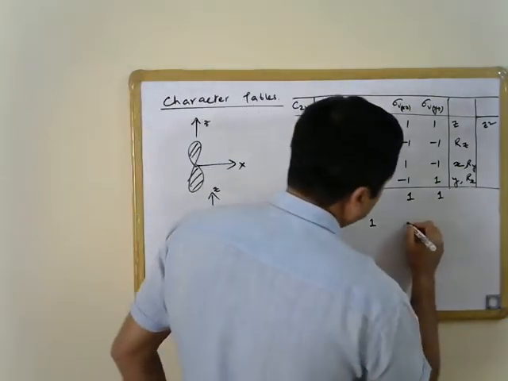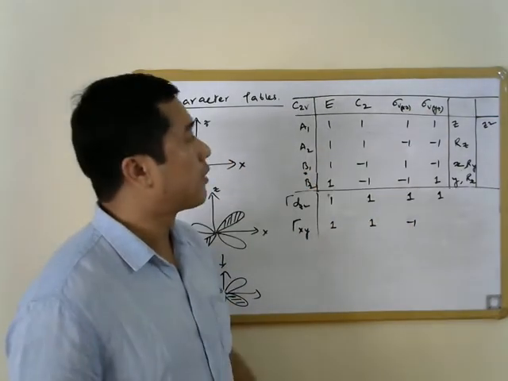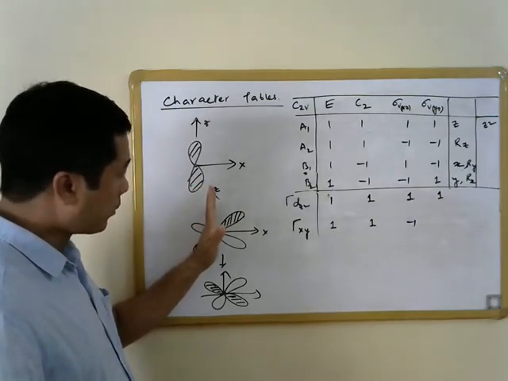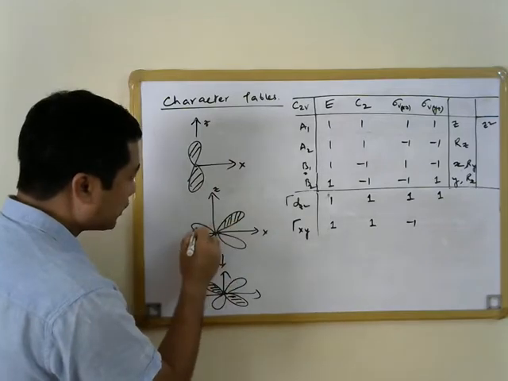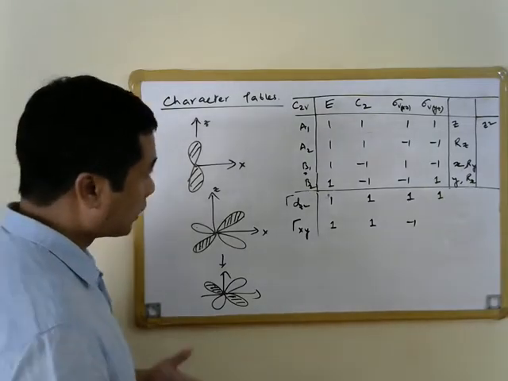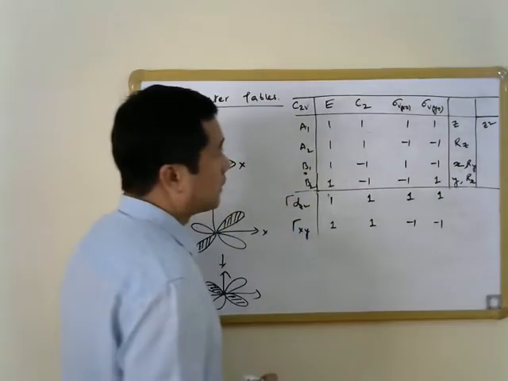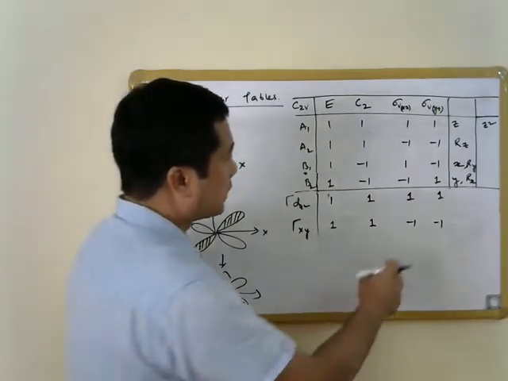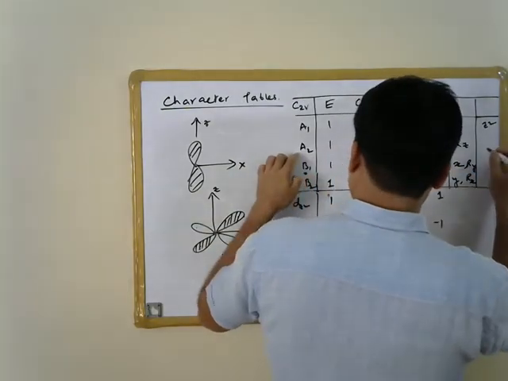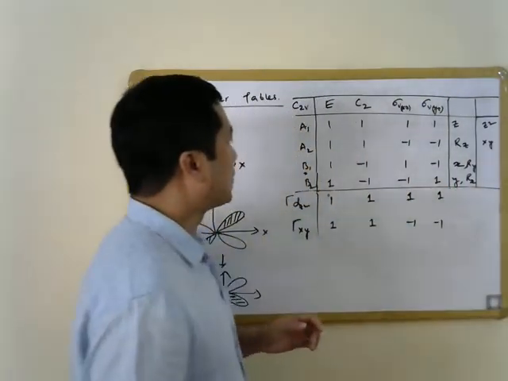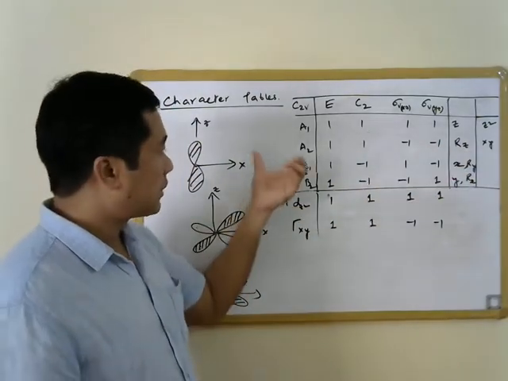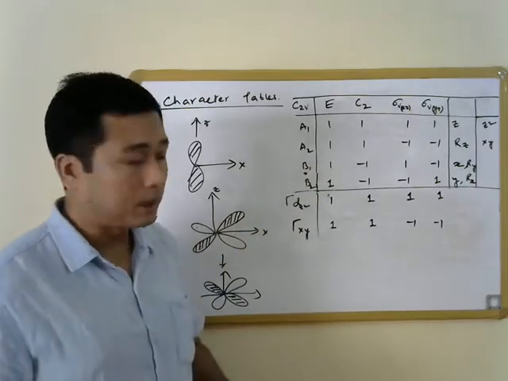So we write -1 over here, and when we do sigma v yz, that is reflection on a plane perpendicular to the plane of the board here, this lobe will reach over here, this will reach over here, and again we see that the symmetry of the lobes switches, or gets reversed, when we do the sigma v yz operation. So that is why we write -1 over here. So now we see that the xy orbital transforms as the A2 irreducible representation.